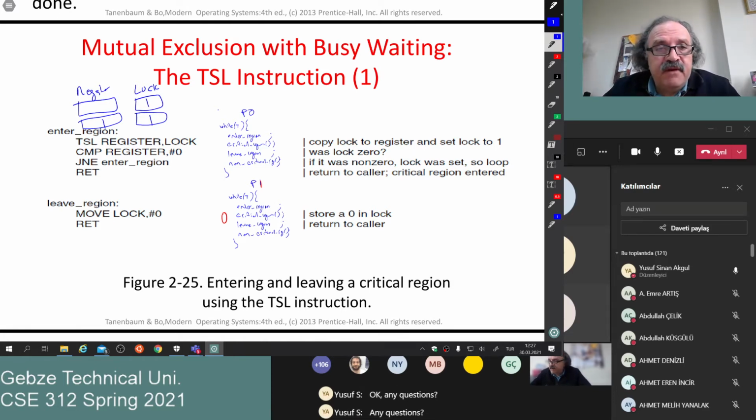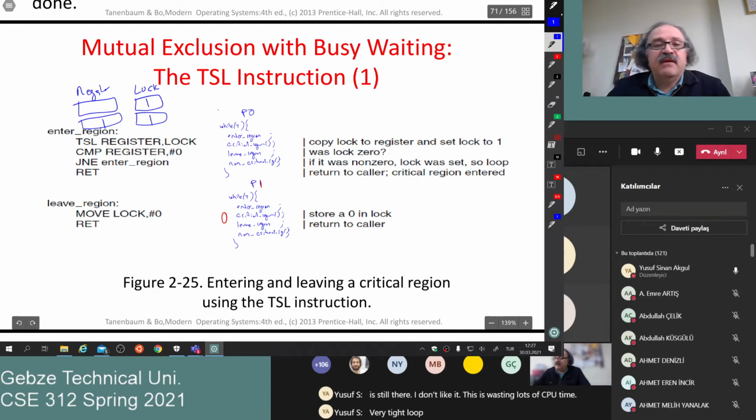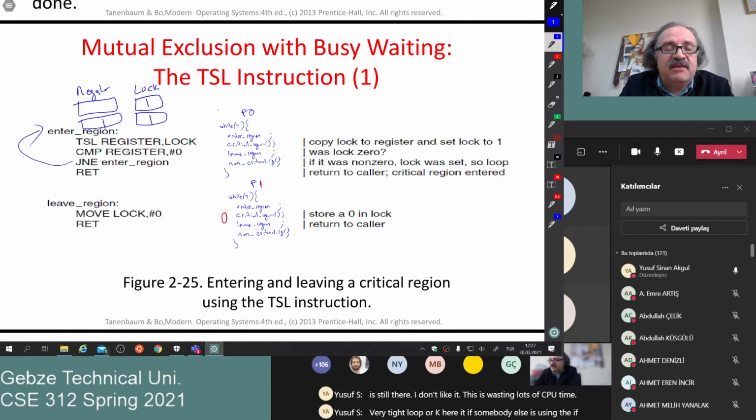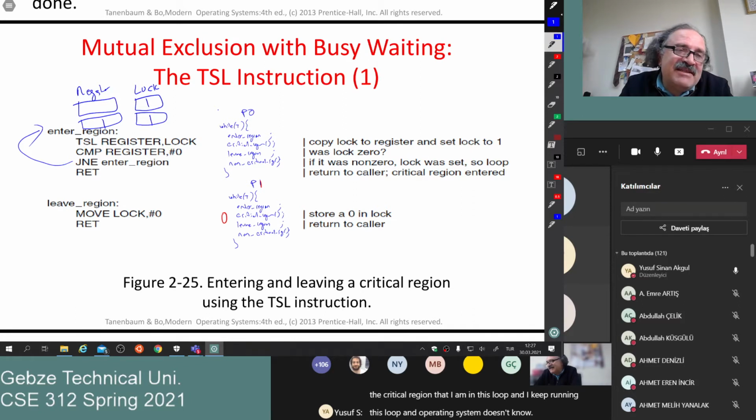But the problem of this spin lock is still there. I don't like it. This is wasting lots of CPU time in a very tight loop. If somebody else is using the critical region, then I am in this loop and I keep running this loop. The operating system doesn't know that I am in this spin lock, so it is giving me my fair share of CPU, and I end up wasting that CPU time.